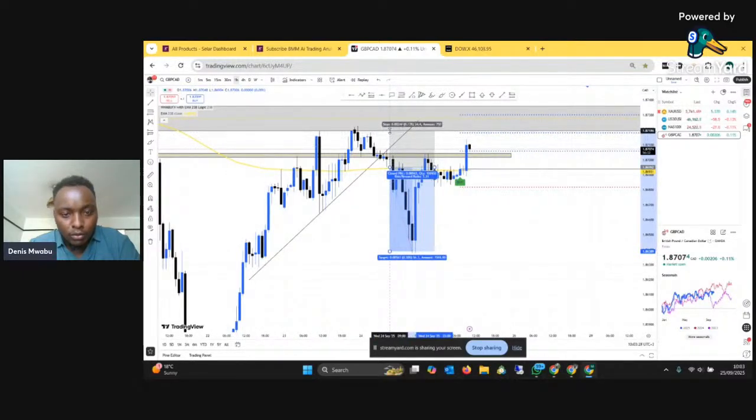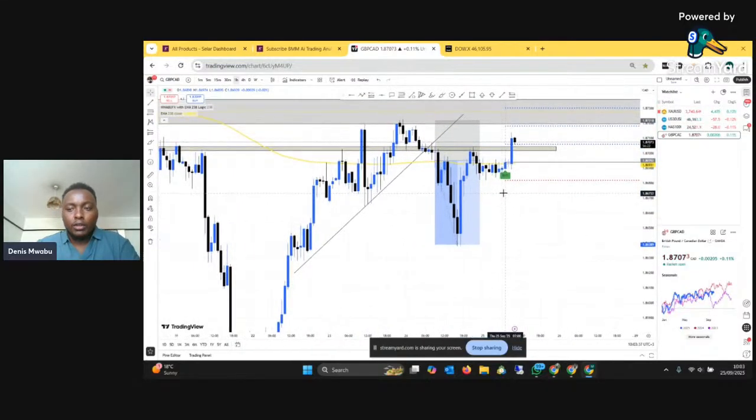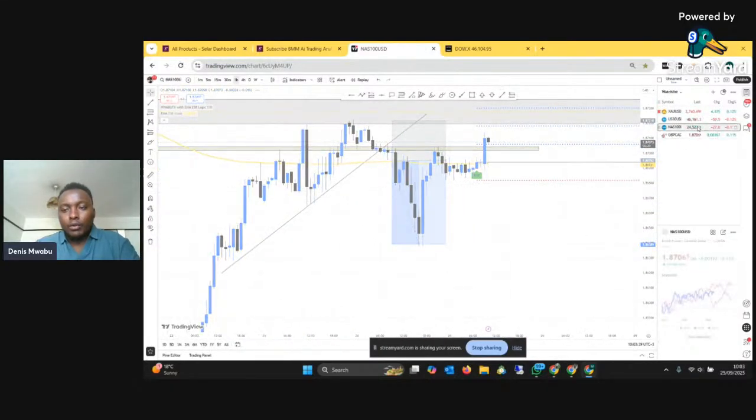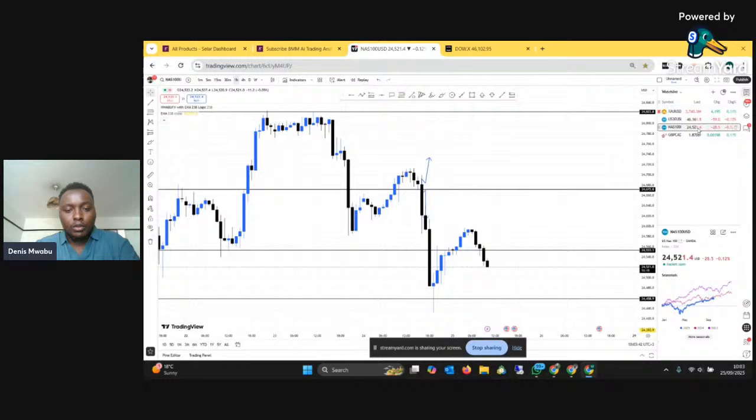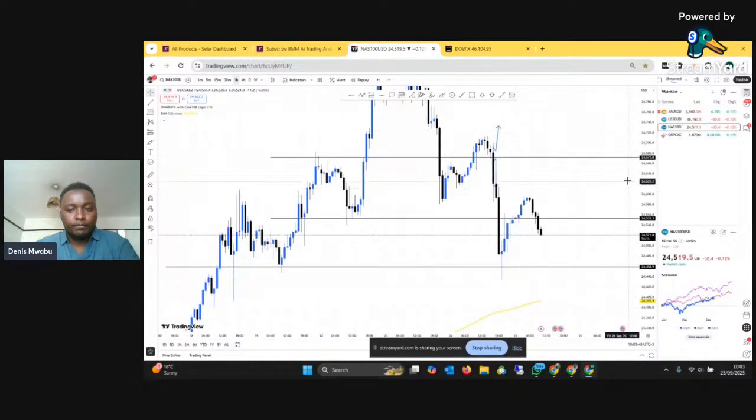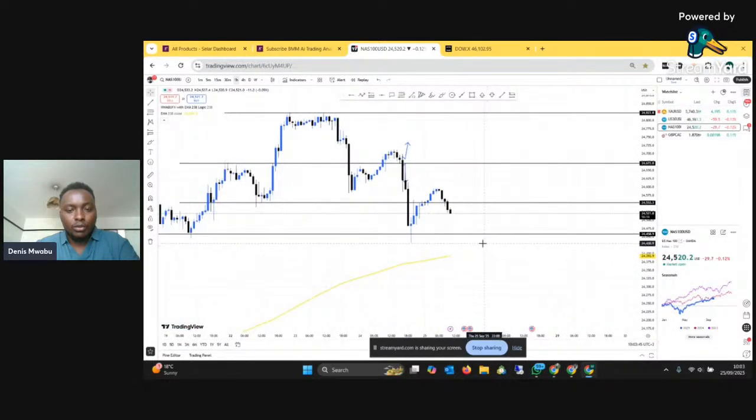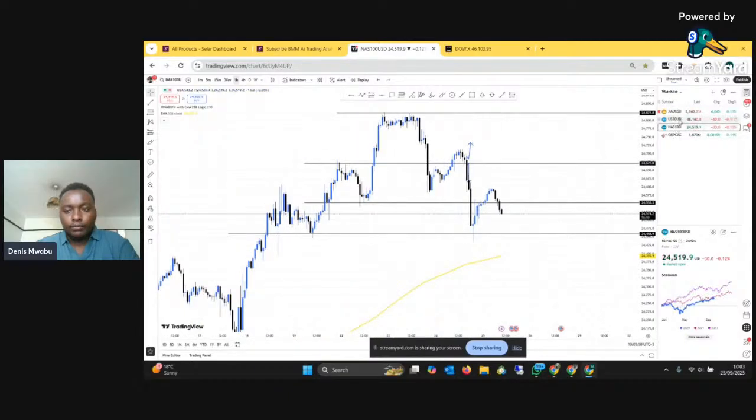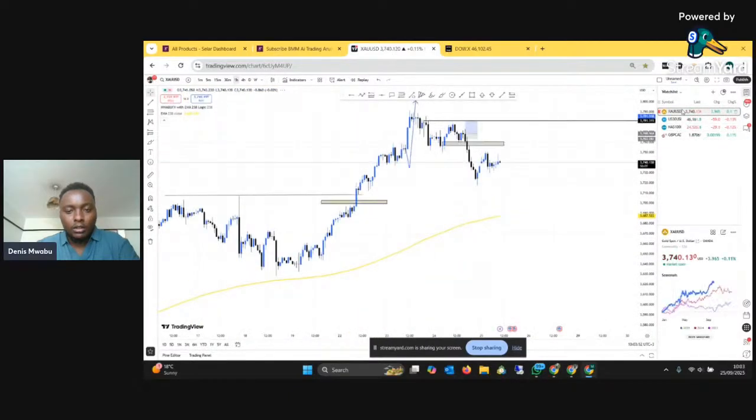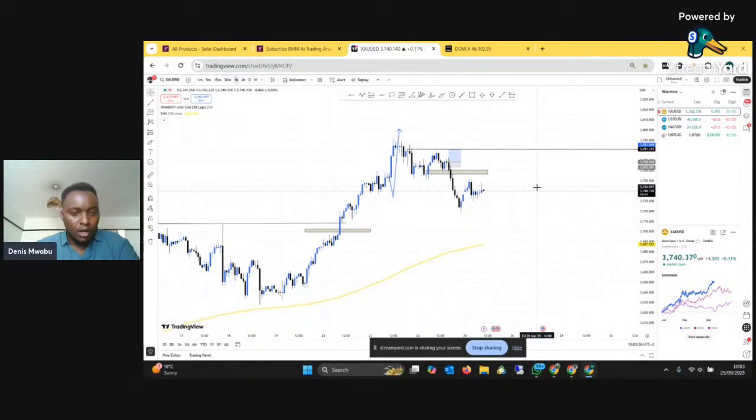If your stop loss was a little bit up here, still this could give you a 1:2. So that was a winning trade yesterday. Nasdaq also was able to show us that it is dropping. Gold also was able to make a move on the downside, right?